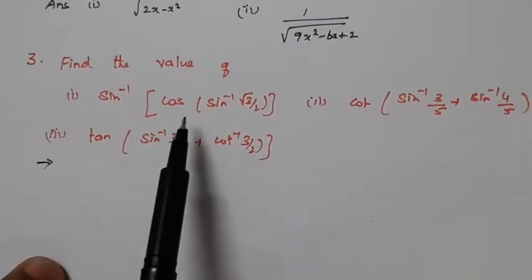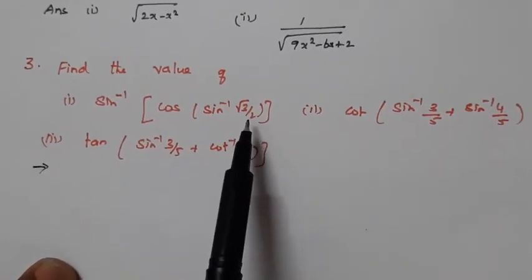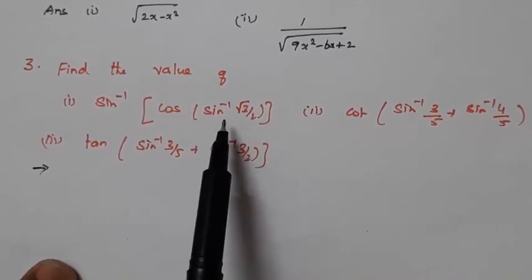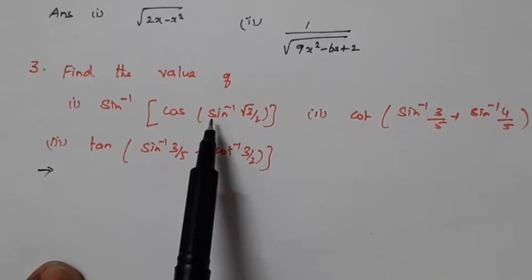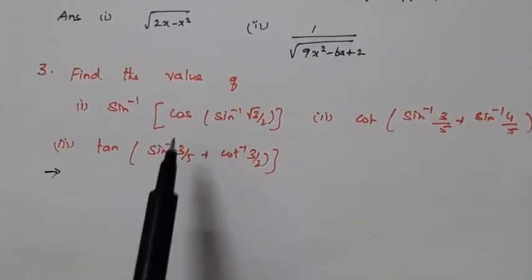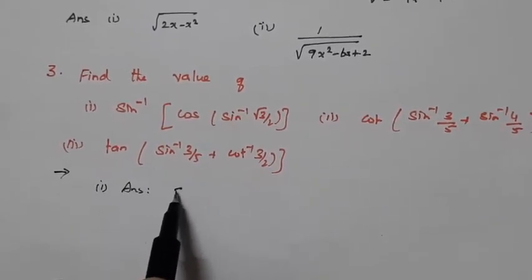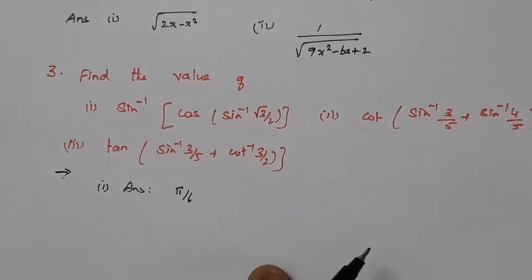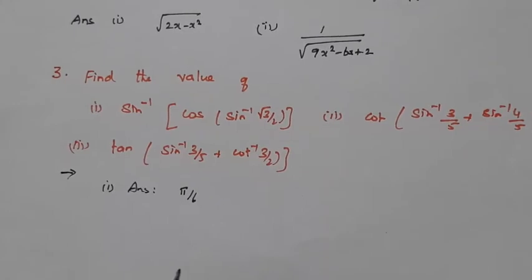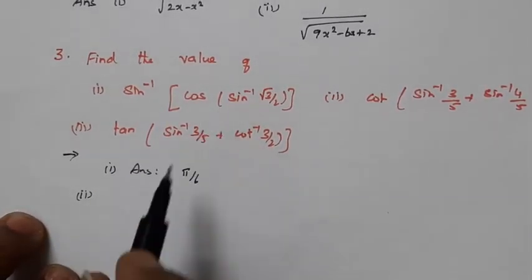The first one is simple, because root 3 by 2 is a ratio of a specific angle. So first let us find sin inverse of root 3 by 2, then substitute that value and get the cos of that, and then substitute here in sin inverse to get the required answer. And therefore, the answer for the first subdivision would be pi by 6. Check that. Now let me do the second one. As the first is very simple, I left it for you.